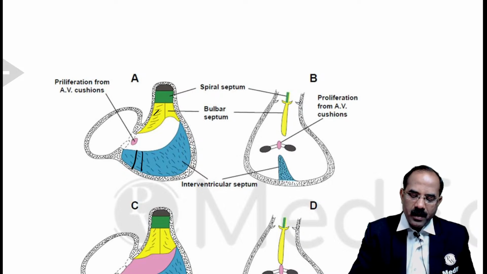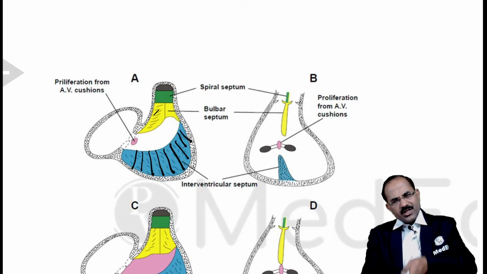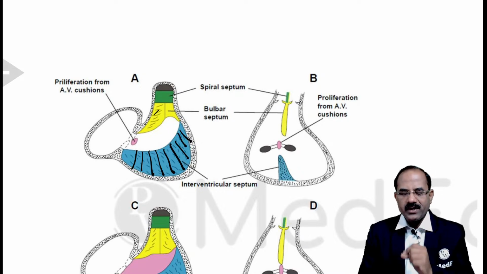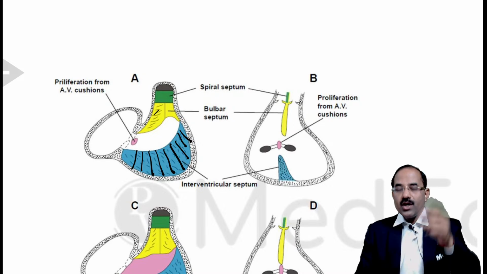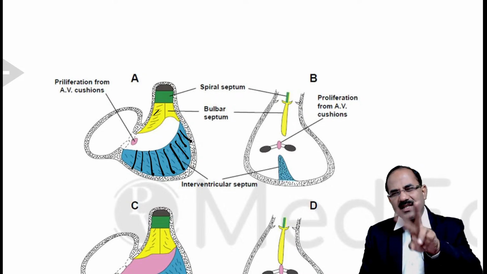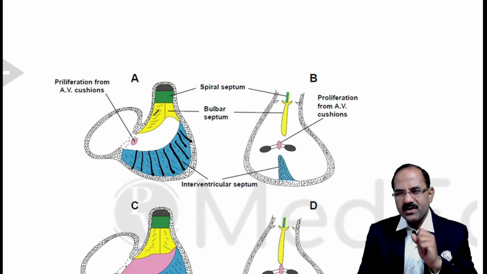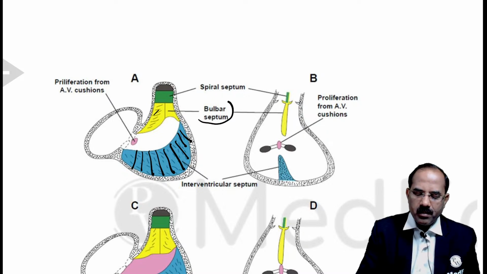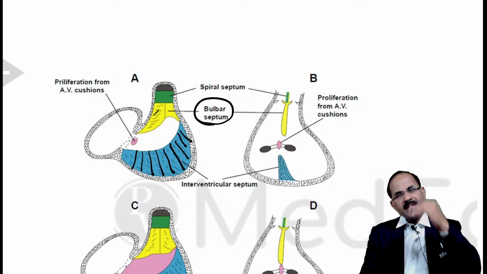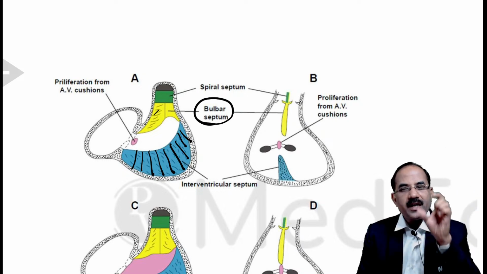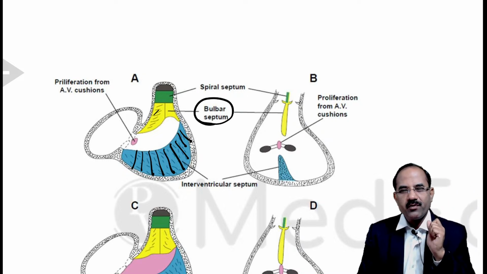Now the muscular part grows in the floor of the ventricular cavity. It just grows on the floor of the ventricular cavity. That's the muscular part. जो membranous part होता है, it is derived from two sources. दो sources से form होता है. One is the bulbar septum, and this bulbar septum is formed in the conus. ये conus में form होता है.